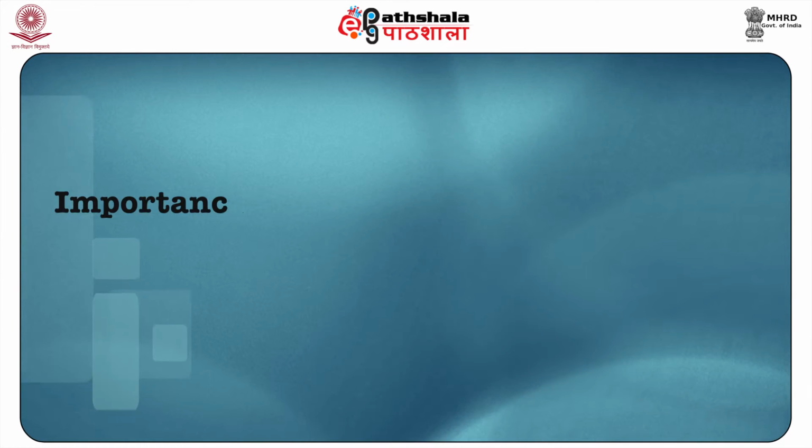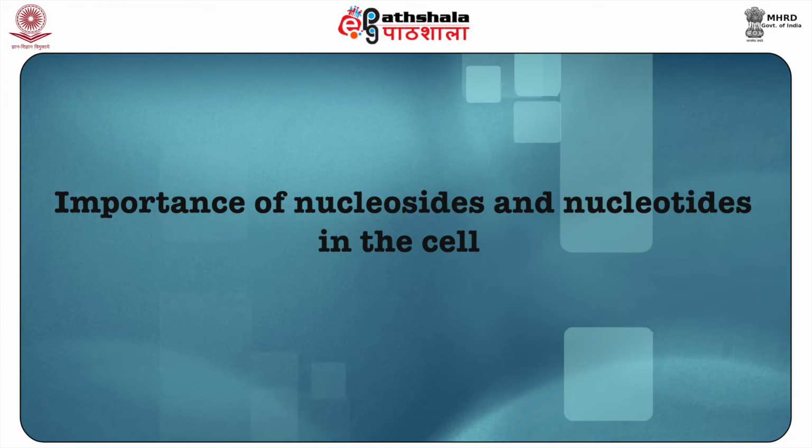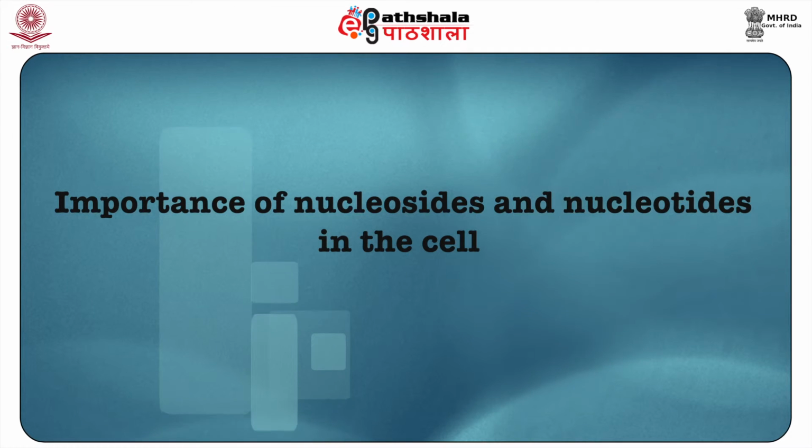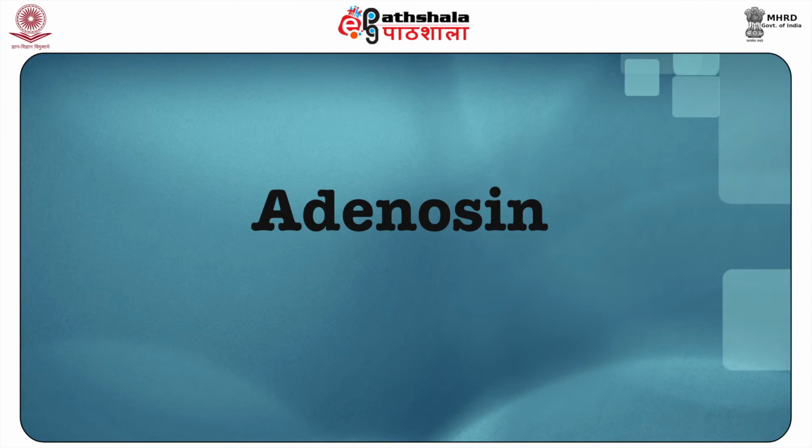Now in the next section, we are going to look at the importance of nucleosides and nucleotides in the cell. Let's learn about adenosine first. Nucleosides serve as precursors to nucleotides, but adenosine, apart from serving as a precursor, also acts as a local hormone that circulates in the bloodstream and performs functions like blood vessel dilation, smooth muscle contraction, and even regulates sleep.